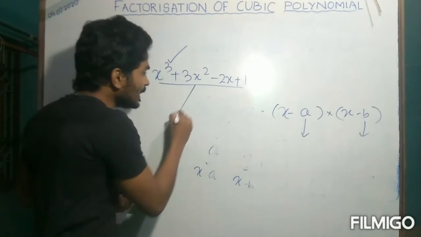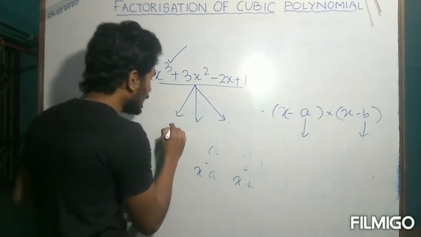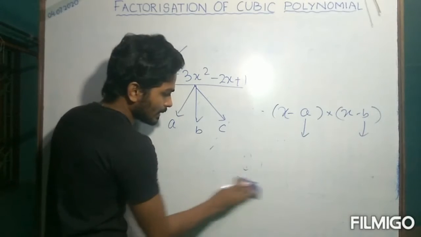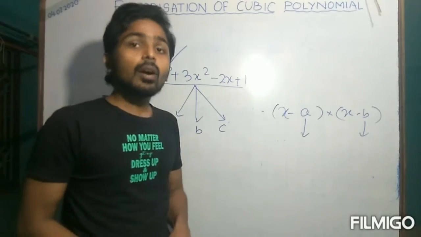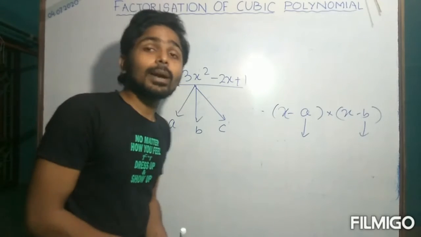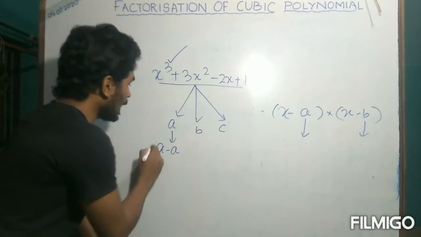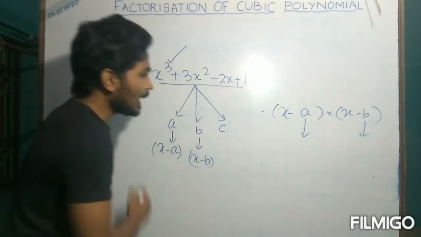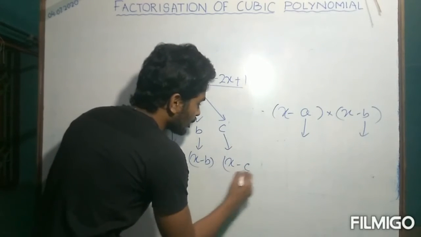Clear? Since it has 3 roots, what are the 3 roots? We can take the 3 roots to be a, b, and c. Okay, these are the 3 roots, and we know according to the remainder theorem or the factor theorem, if a is a root, then what is the factor? Then the factor is x minus a. And if b is a root, then the factor is x minus b. And if c is the root, that means the factor is x minus c.